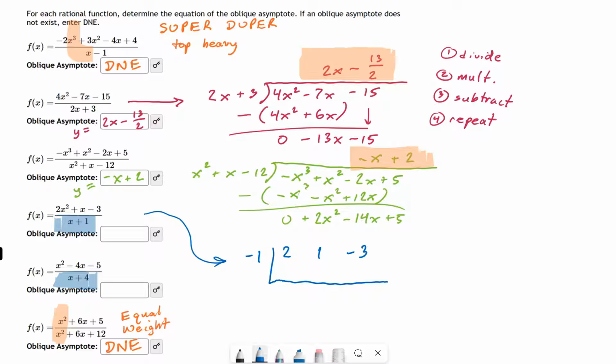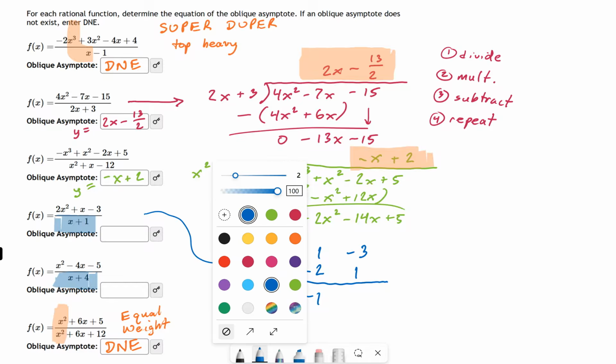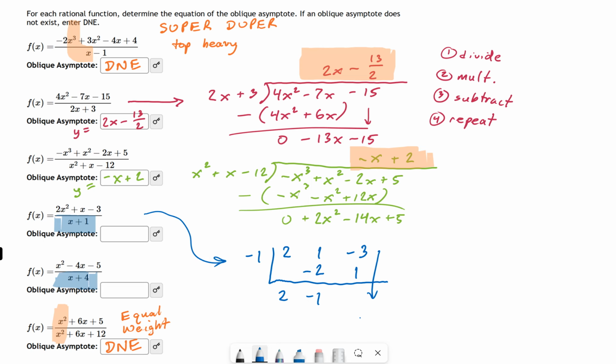and the coefficients from the top, like I have it here. Now we add down 2, and we multiply back up. So negative 2. Add down, we get negative 1. Multiply back up. And when I say multiply back up, I'm taking the negative 1 times the negative 1. So negative 1 times negative 1 is positive 1. And then we add down. So that's going to give me negative 2.